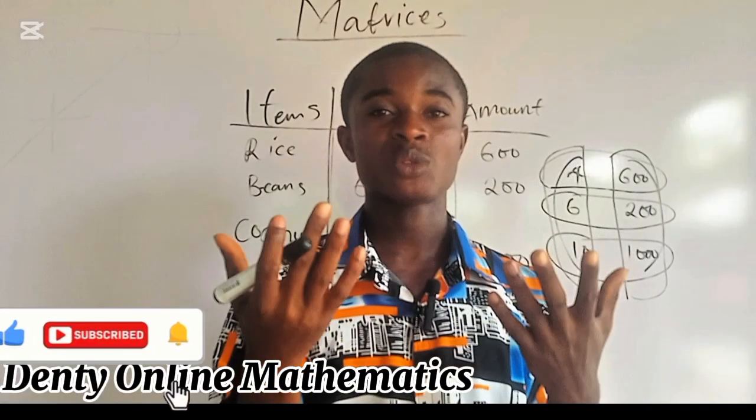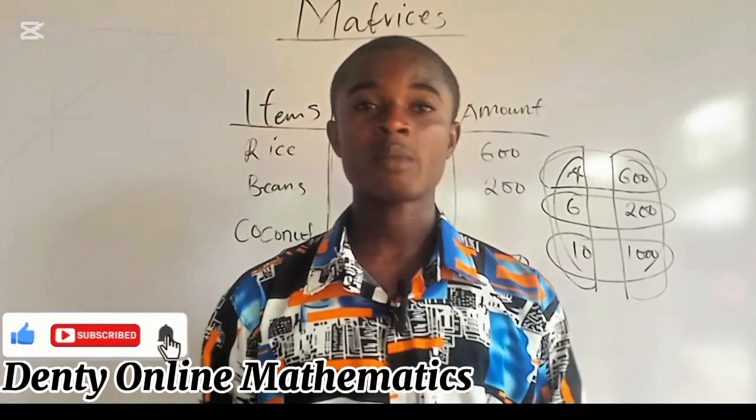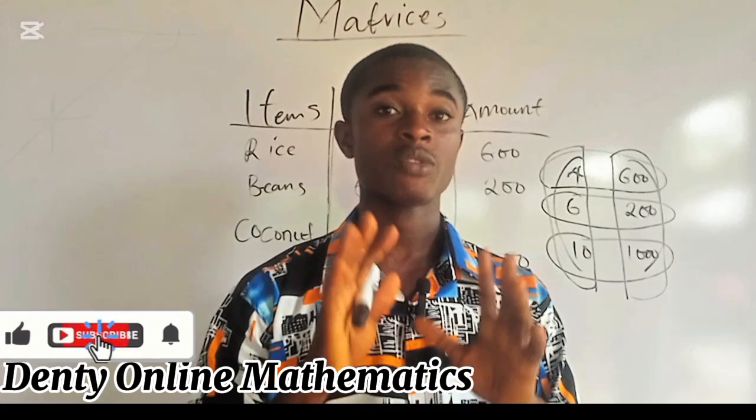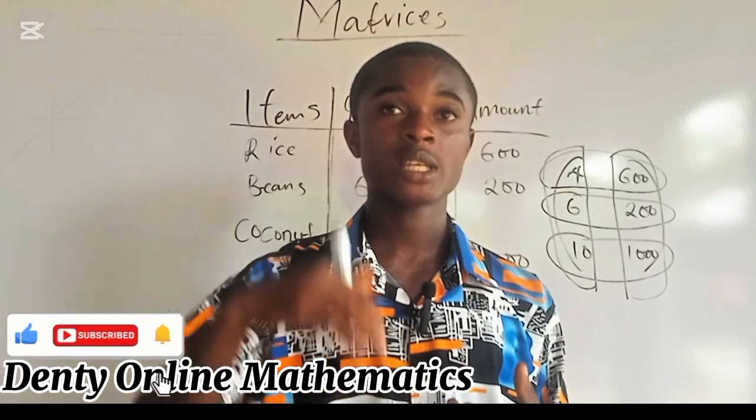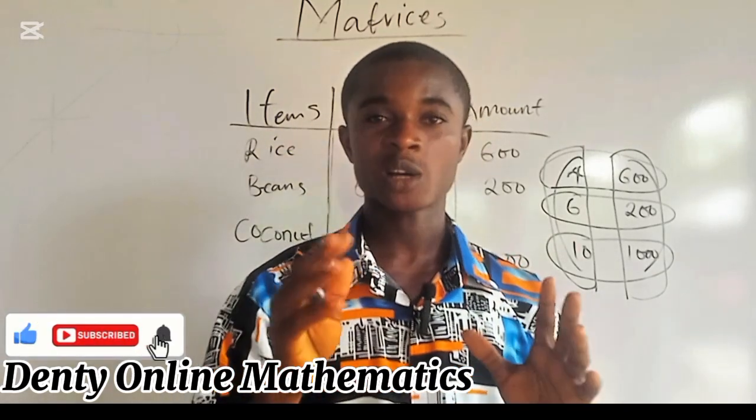Every other thing we are going to do is going to come in this format, but just know that a matrix is a way of representing numbers or alphabets in rows and columns.